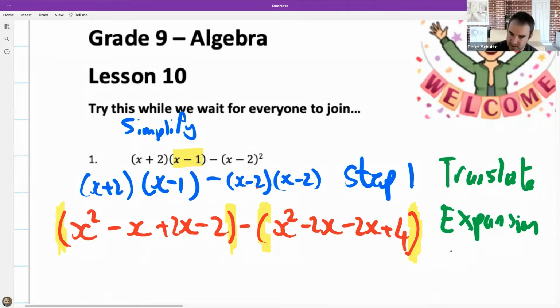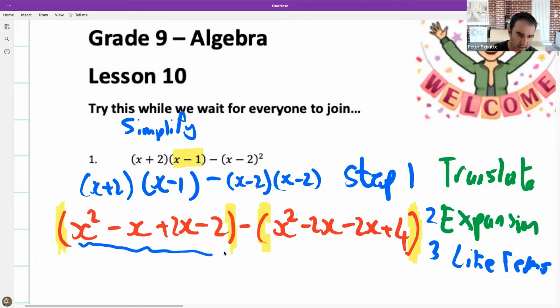Okay, so the next step is going to be simplify. So step 3, or collect like terms. So in this bracket, there are like terms. The only two like terms I see are minus x and 2x. So I get left with x squared. Now, what is minus 1x plus 2x? It's just good old x. And then the minus 2 stays where it is.